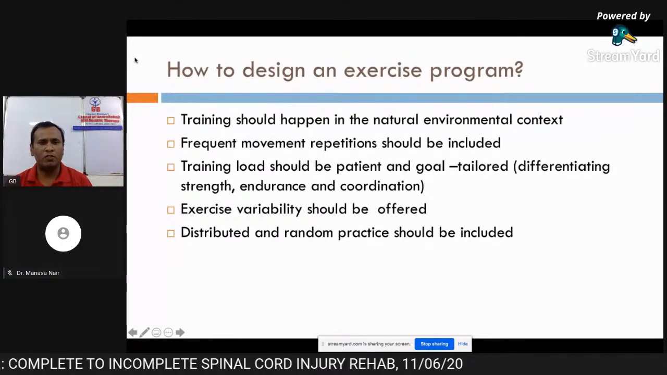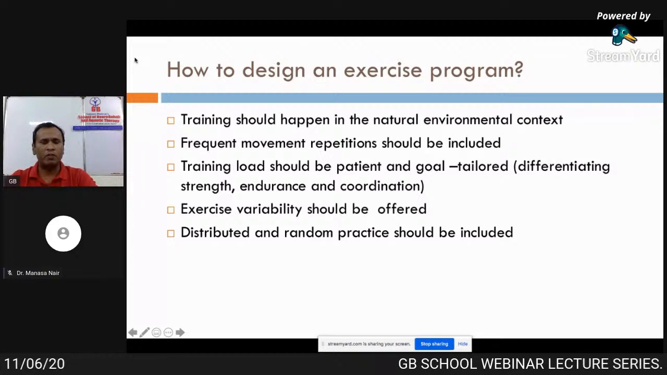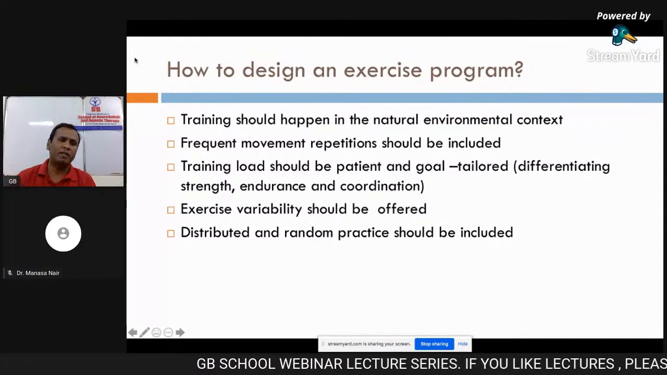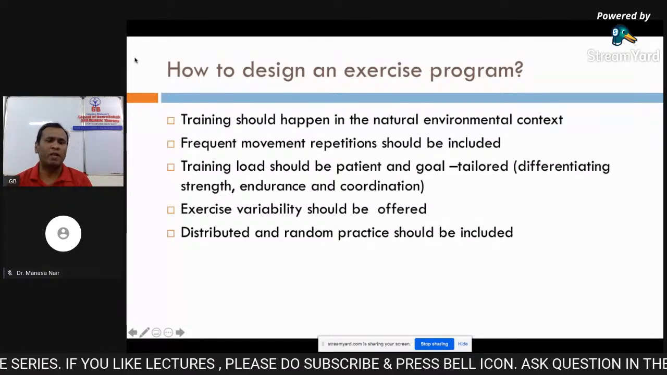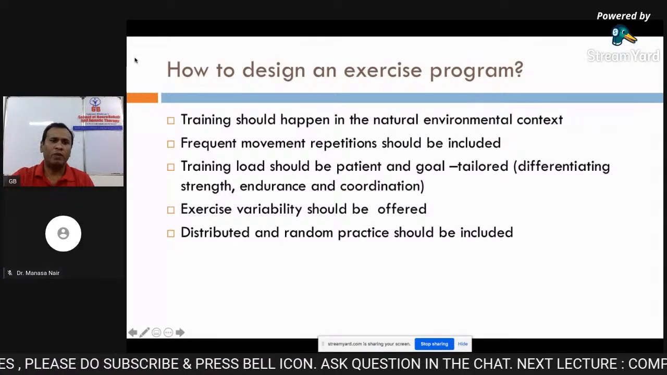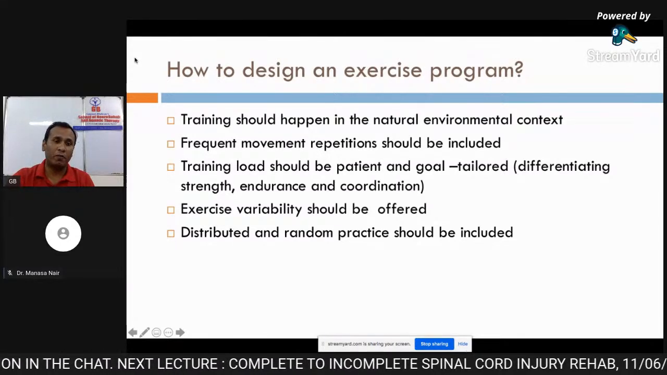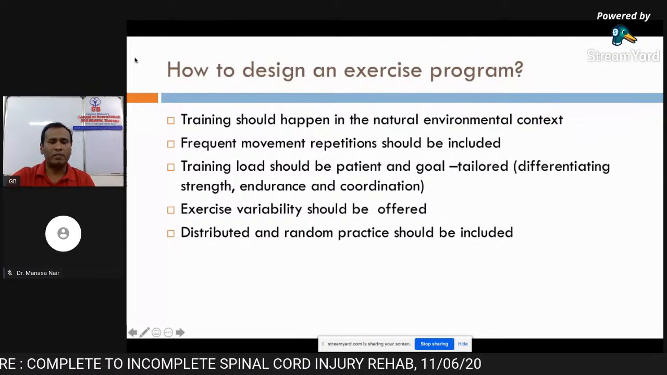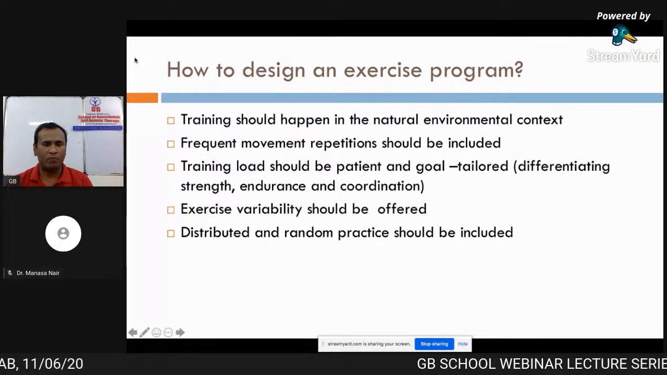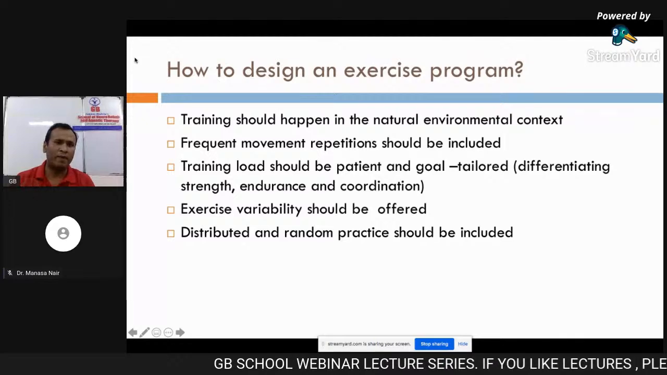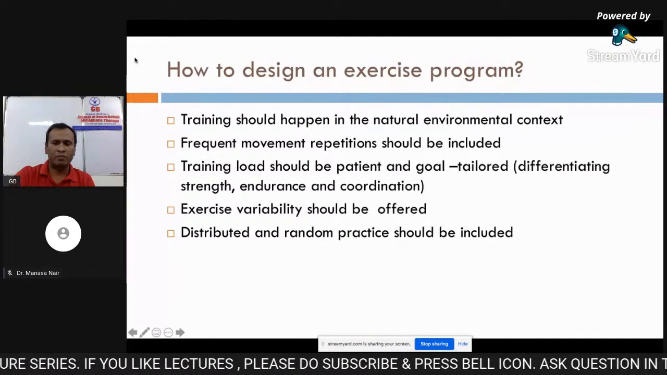So there should be permutation and combination of these allowed in the training load. Exercise variability should be offered. So whenever we are designing, there should be different levels of variability. You can say low level, mid level, high level, or there can be multiple levels of variability that has to be organized in the exercise program when you plan from the beginning. Distributed versus random practice should be included. So here you can have a random practice or distributed part practice like this. There should be combinations allowed in the whole exercise program.